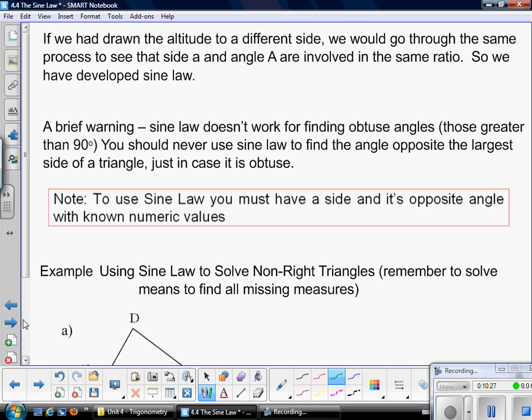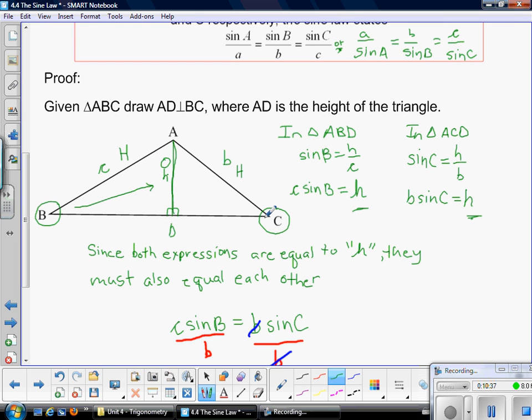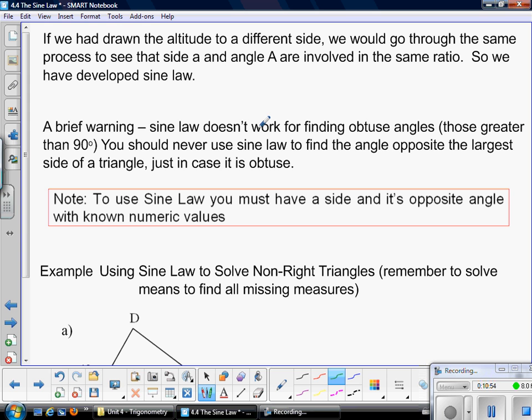Then if we draw another altitude to a different side, so if I went back to my triangle and said, let's draw a perpendicular from here down to here, I could do the same process using another set of angles, and I would get A into my situation. So we could do the same process to see that side A and angle A are involved in the same ratio. So we have developed the sine law. That's how they developed it centuries ago.